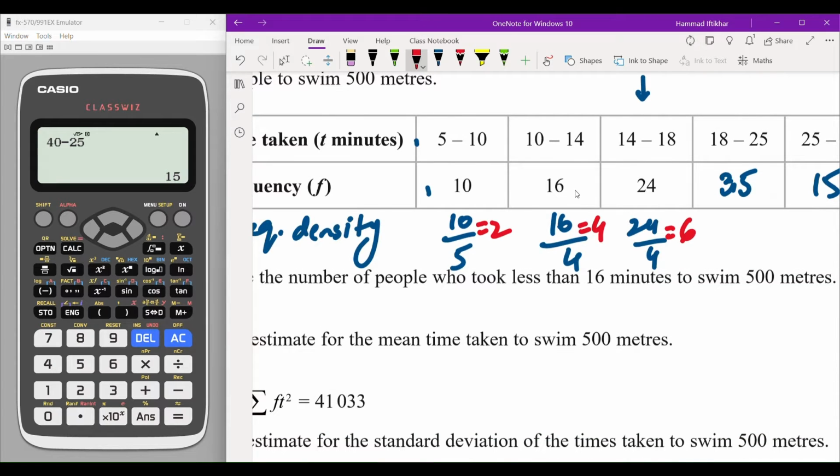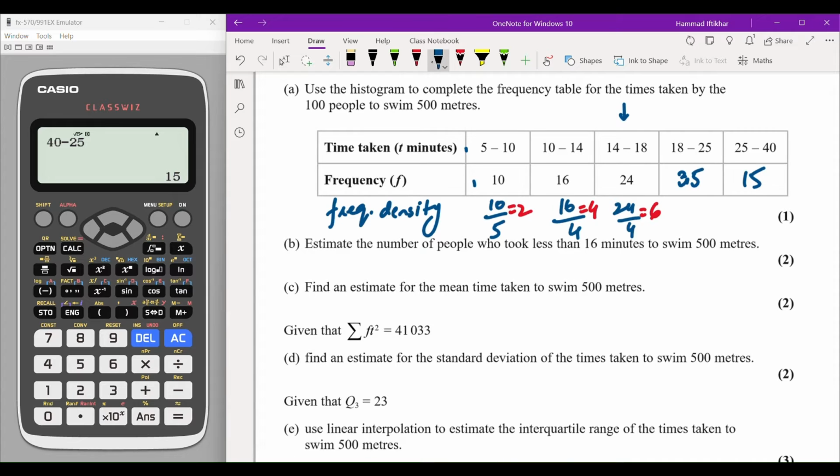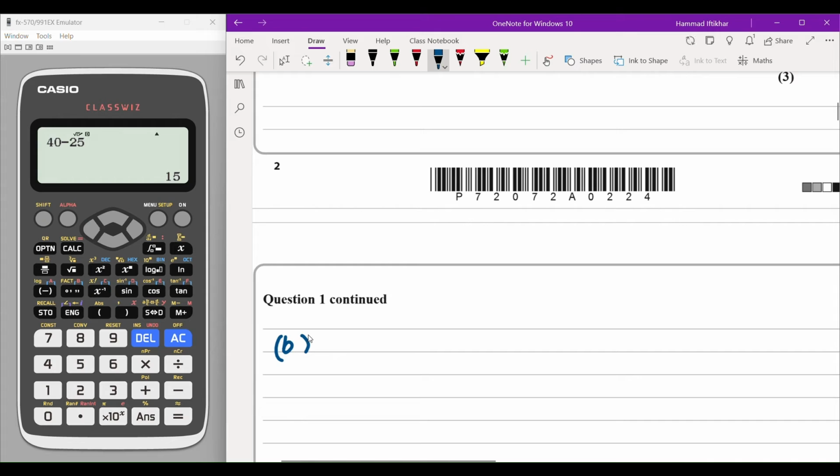So 10, 16, and 12. So B would be 10, 16, 12. 10 plus 16 plus 12 is 38.